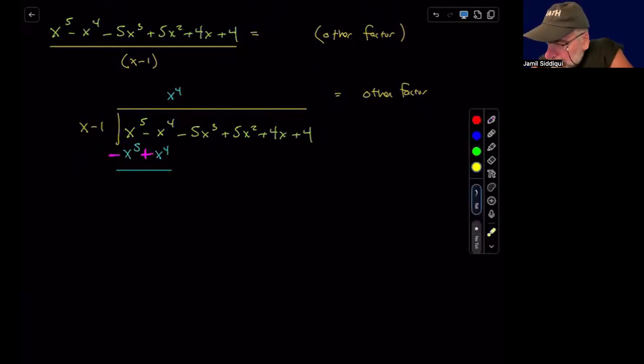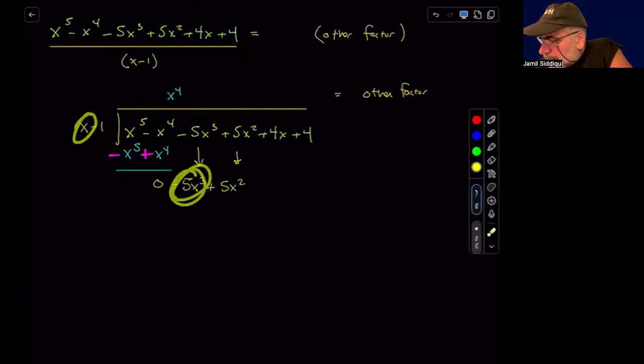Now, what's going to happen? Well, those are going to cancel. And I'll look out. Those are going to cancel. I've actually got 0. So what does that mean? It means I've really got 0 here. I'm not worried about that. So I got to bring down the next guy. And the next guy I bring down is going to be negative 5x cubed. So now, because I'm going to have actually two terms when I distribute, I'm actually going to carry down the next two terms, okay? That's going to be plus 5x squared. So I'm going to ask, what do I multiply x by to get negative 5x cubed?